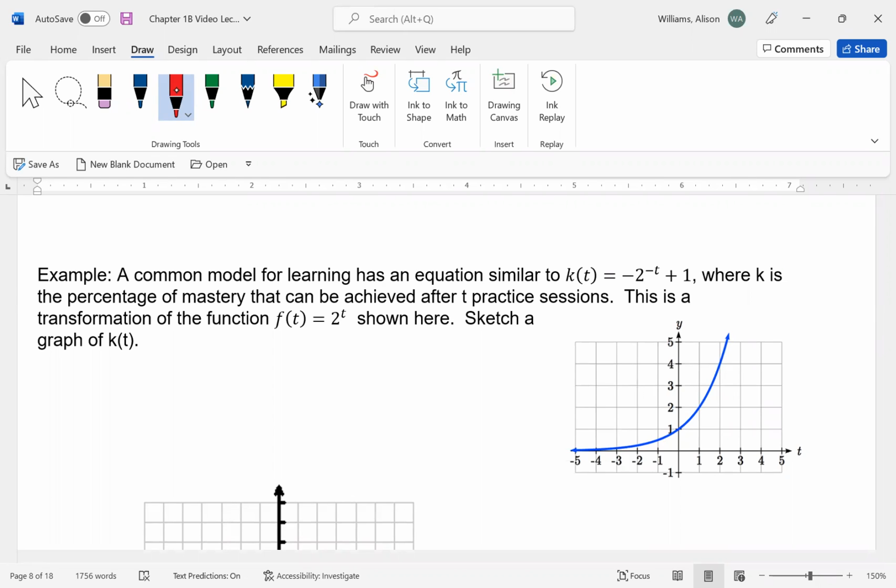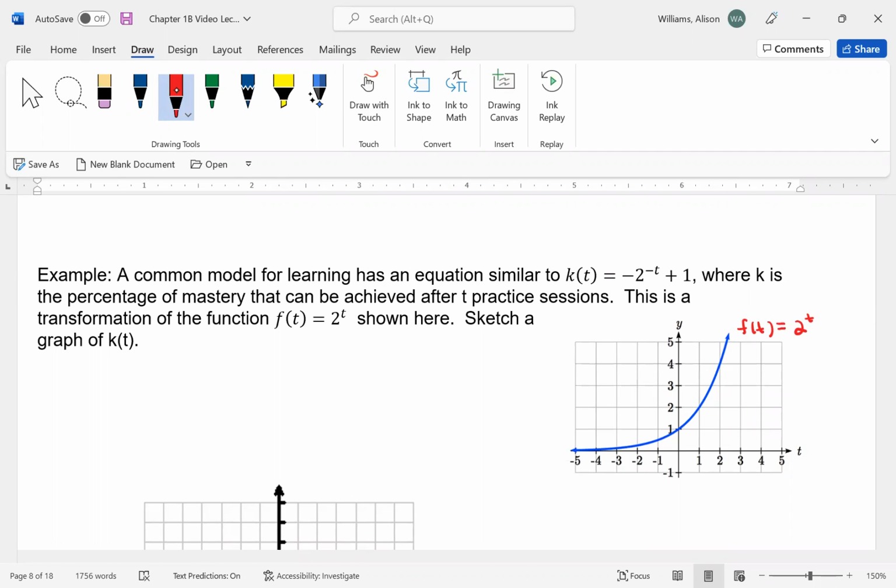So k is somehow how much you've mastered something based on how many practice sessions you perform. They've given us the graph of f of t equals 2 raised to the t. Our inputs in this case become the exponents, and they call this an exponential equation. What we want to know is what has occurred on k of t, how they've changed the equation.